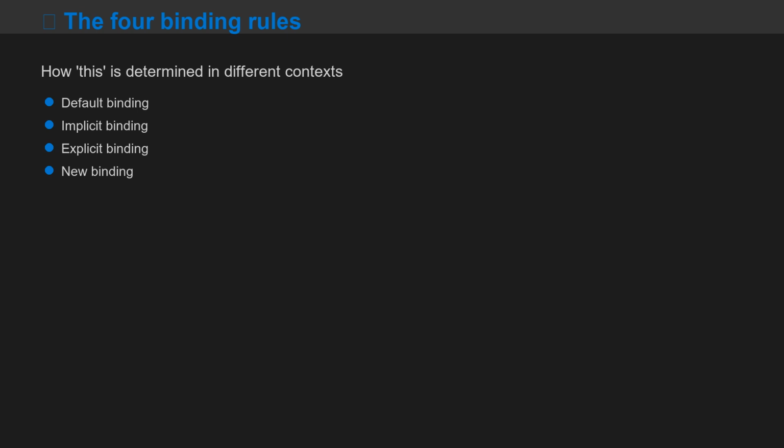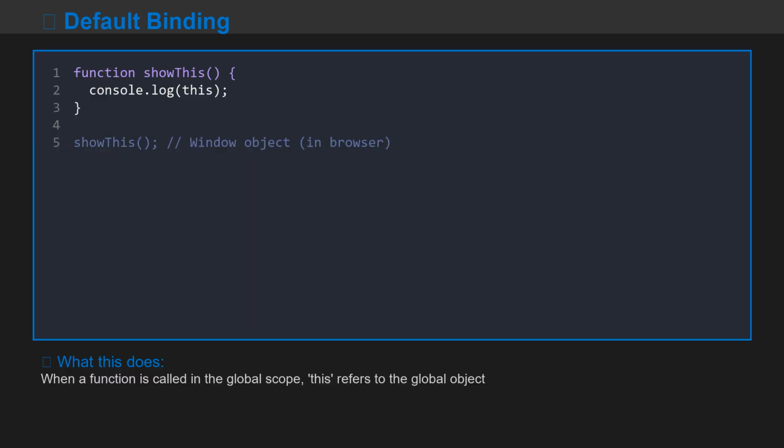There are 4 main rules that determine what this refers to. First, default binding. Second, implicit binding. Third, explicit binding. And fourth, new binding. We'll go through each one in detail. Let's look at default binding.